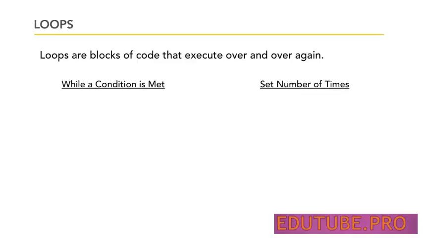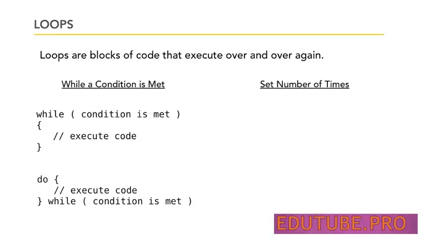For loops that execute while a condition is met, you have a while loop, and the while loop is written as you see it there. You have the keyword while, and then inside some parentheses you have a condition that is true, and then inside the curly braces you've got some code that's going to execute as long as that condition is true. There's also a close cousin of the while loop, which is the do while loop. And in this case, the while goes at the bottom of the loop instead of the top.